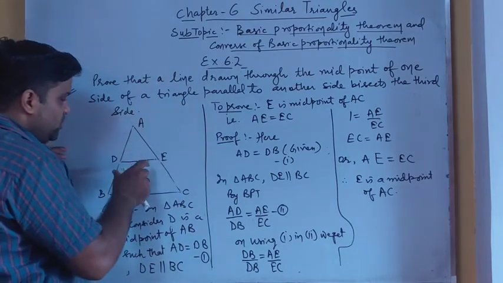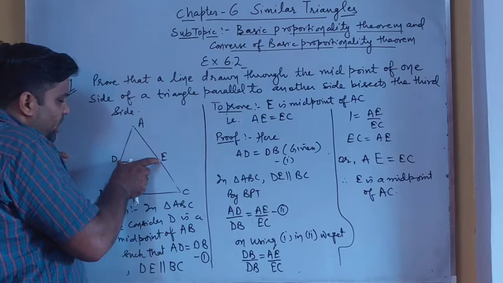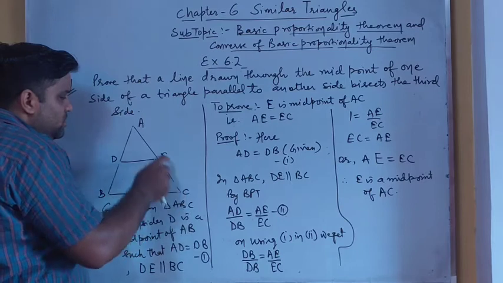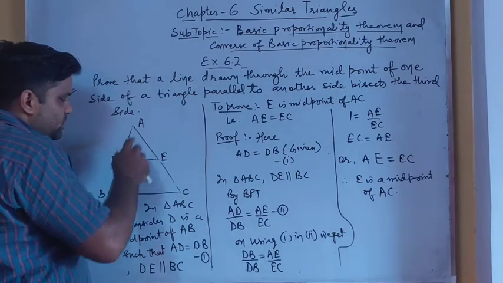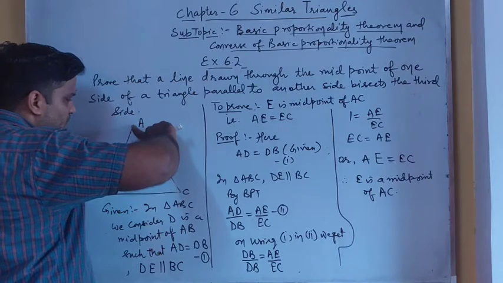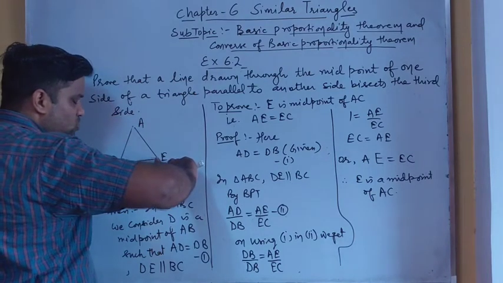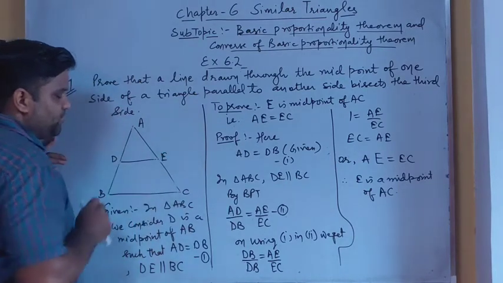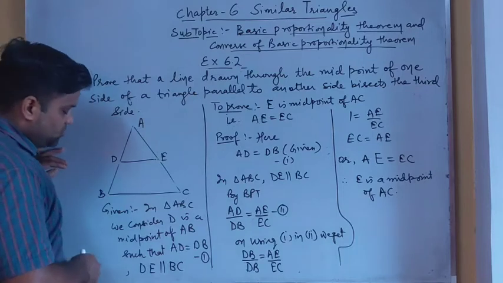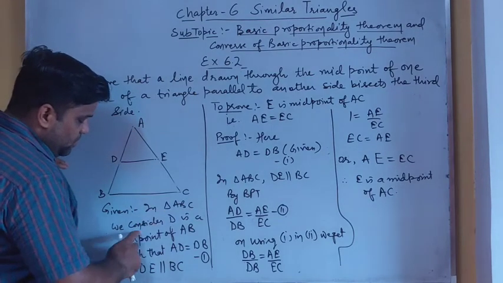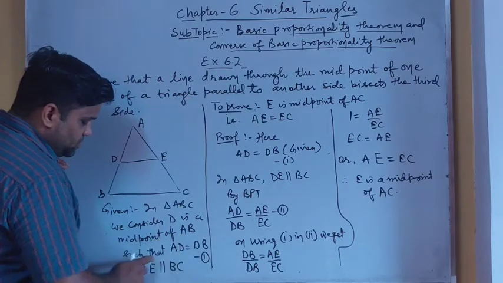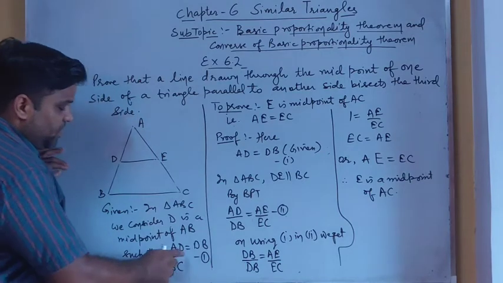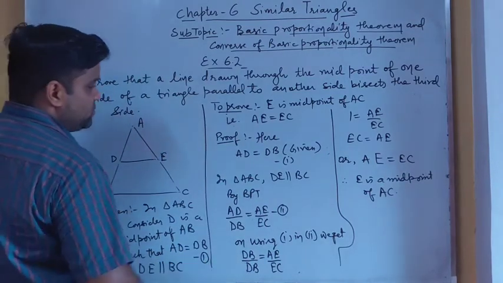Means here in this question we have to prove that DE bisects the side AC of triangle ABC. So in that case we have to prove AE is equal to EC. Means in that case E will be the midpoint of AC. So let us come on the proof of this question. In given we write in triangle ABC, we consider D is the midpoint of AB such that AD is equal to DB. DE is parallel to BC. Here we consider AD is equal to DB as equation number first.